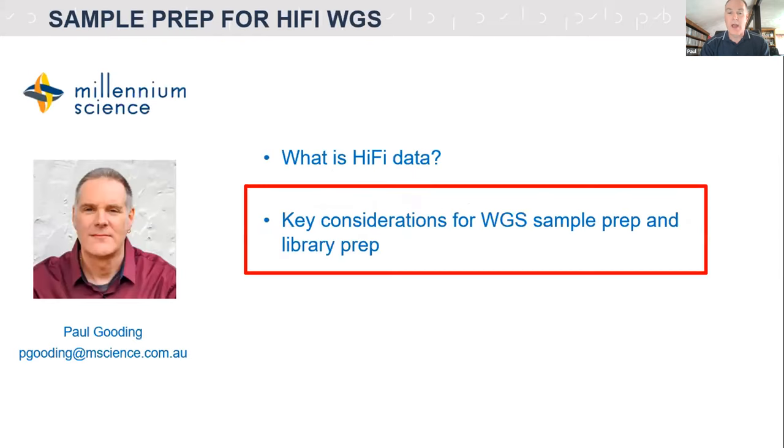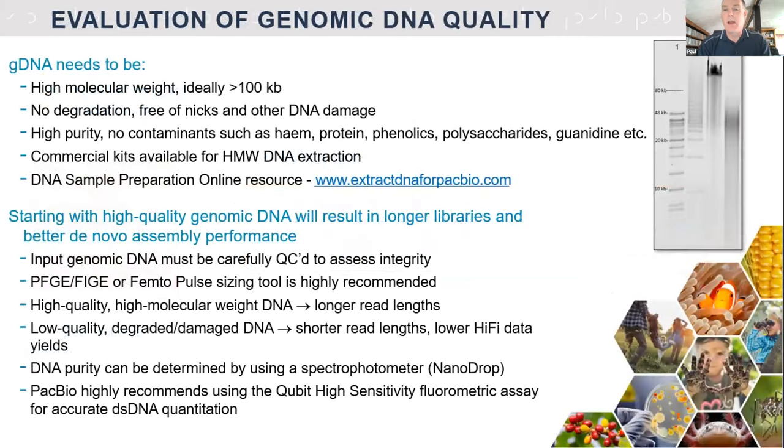Moving on to the other key consideration for getting good sequencing data, and that's sample prep and library prep. Now, I'm not going to go through these in huge detail because I don't have the time, but I suppose it's the old adage in molecular biology: rubbish in, rubbish out. If the quality of your starting material is not good, it's very unlikely you're going to get really good quality sequencing data. And so we want to give you every best possible chance to get the best data you can. It's a little bit wordy, this slide, I apologize, but I'll go through it.